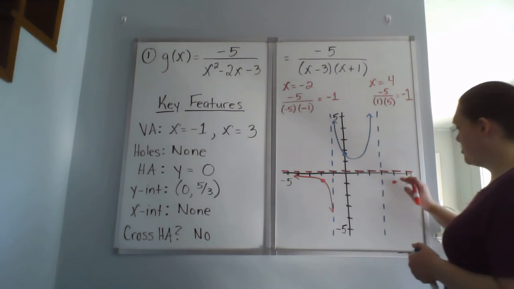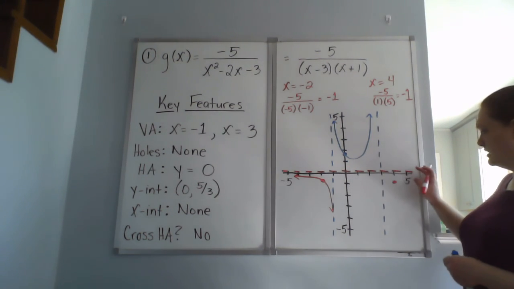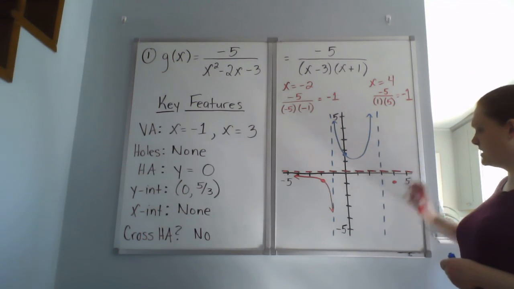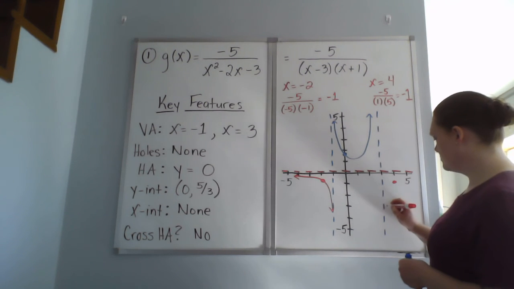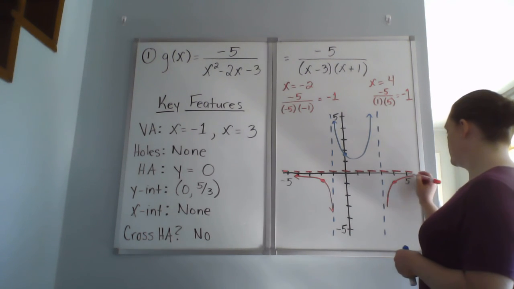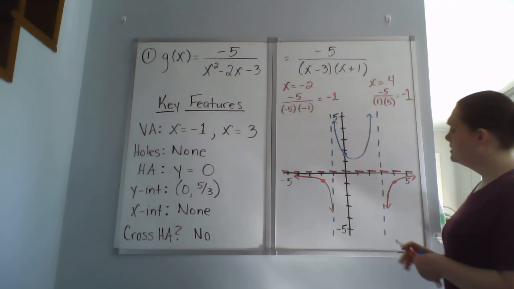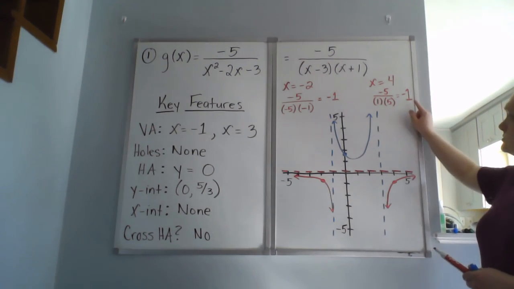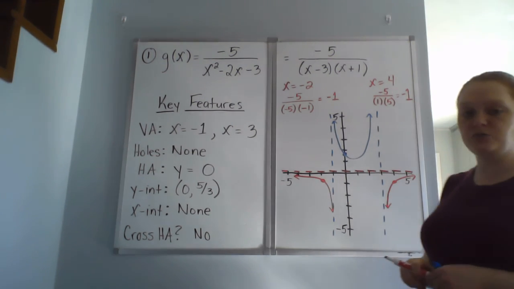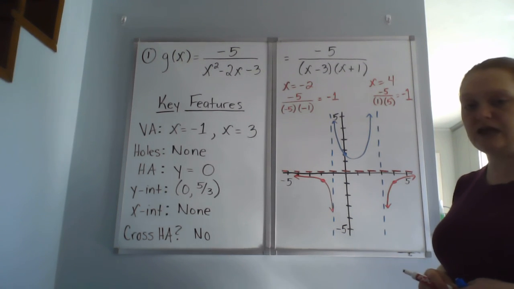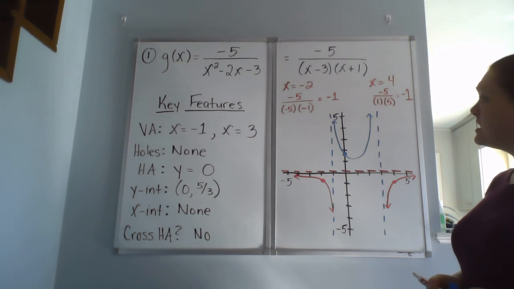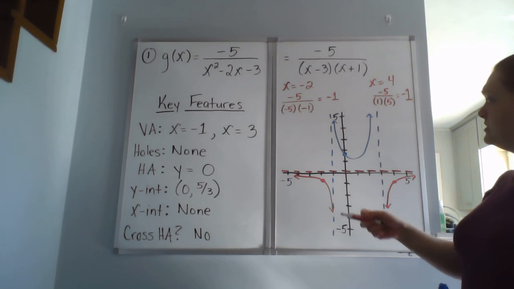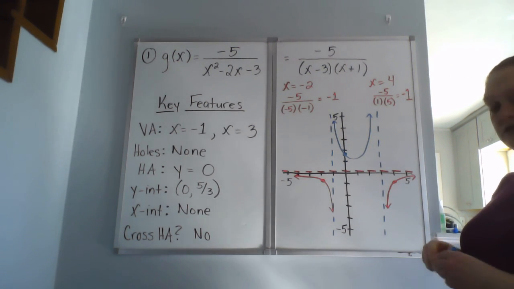And again, that point is below the HA. I cannot touch the HA, so I need to stay below it the whole time and approach this VA. So I'm going to draw something that goes like this. Okay. Now these confirmation points do not have to have the same y value. In this particular example, they did match, but they didn't have to. Okay, so that's making a graph based off of the key features and using confirmation points to fill in the missing spots.